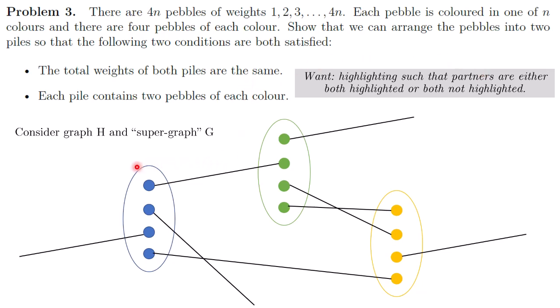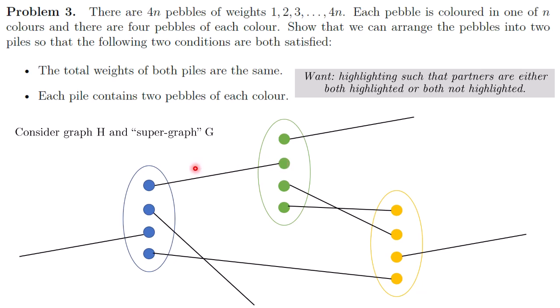So over here, I've put together a graph H. The graph H has vertices being the pebbles. So we have 4 vertices here, and now 4 vertices here, and so on. And the edges of H indicate partners. So I draw an edge between 2 vertices if and only if they are partner pebbles. So what we want is to highlight 2 vertices in each super vertex such that the edges are either incident to both highlighted pebbles or both not highlighted pebbles.